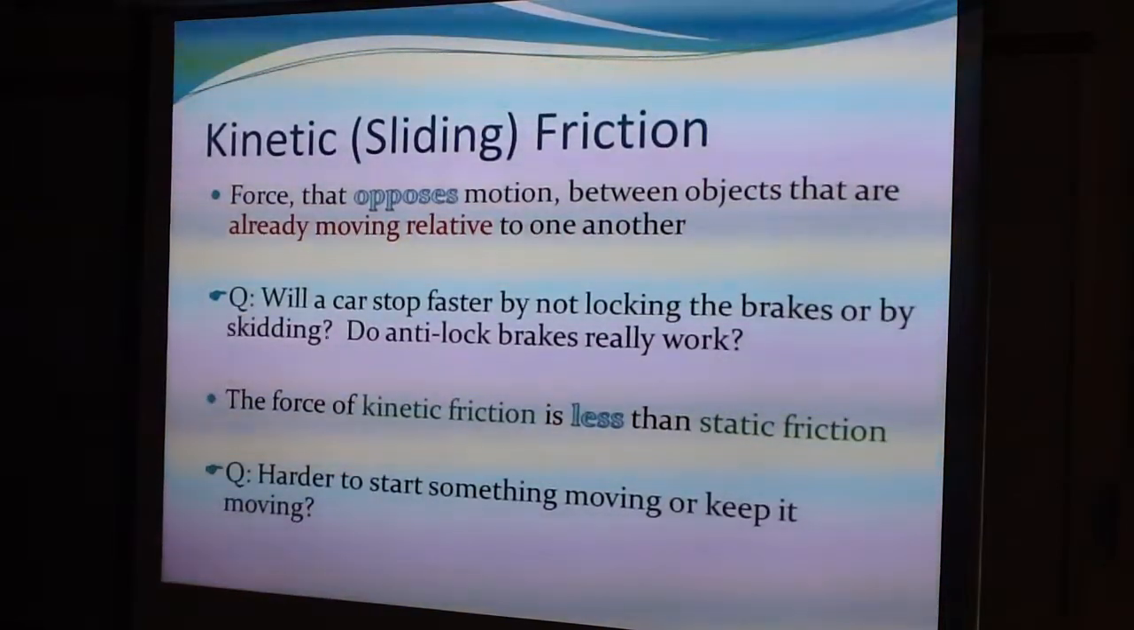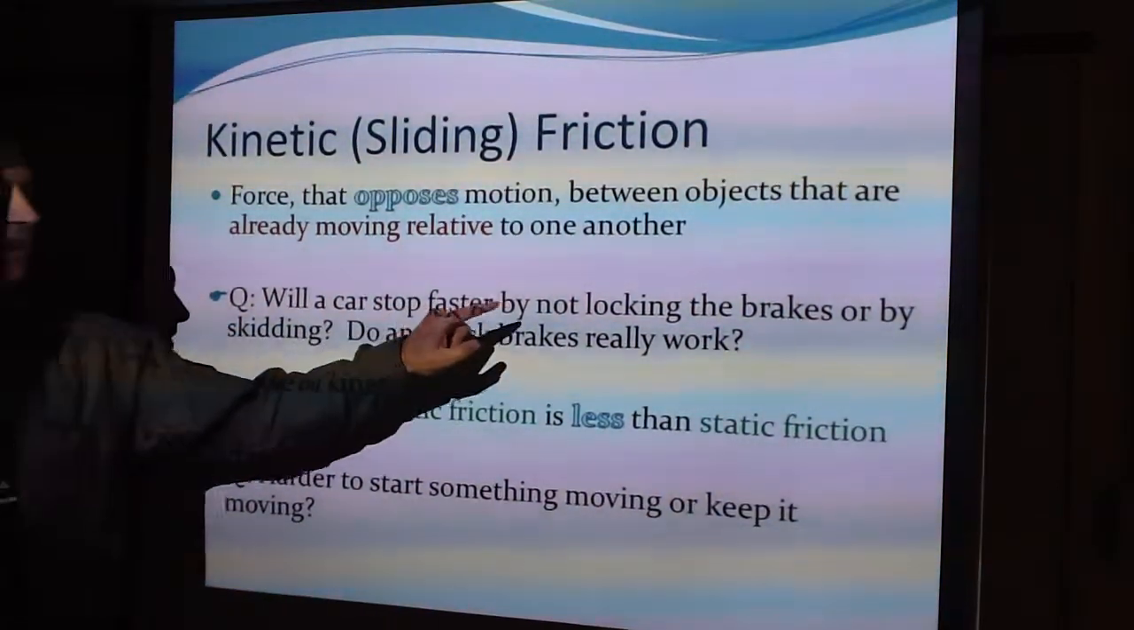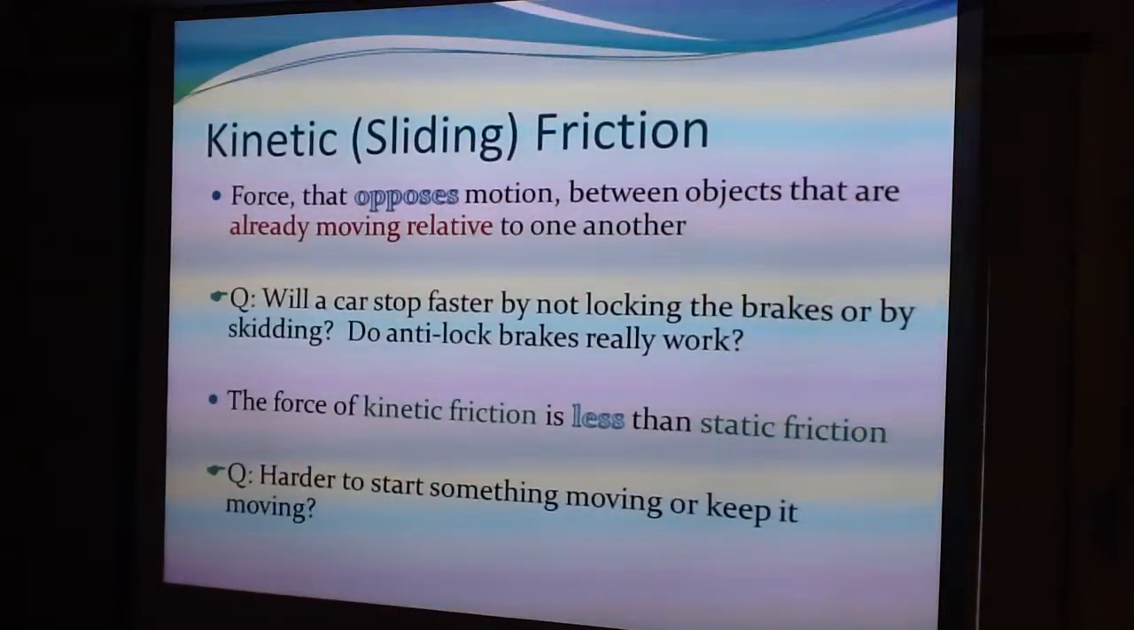So my question, again, is: will the car stop faster by not locking the brakes or by skidding?